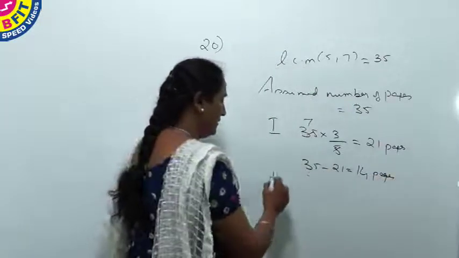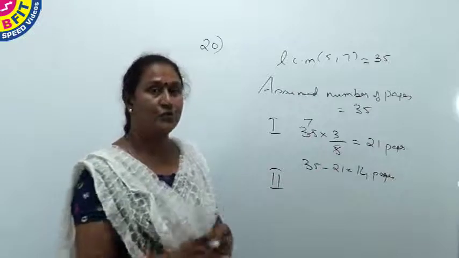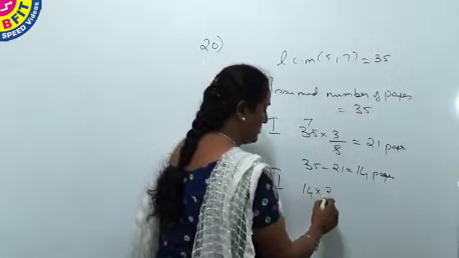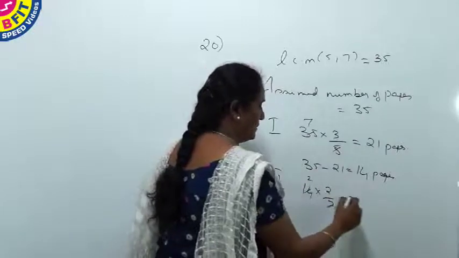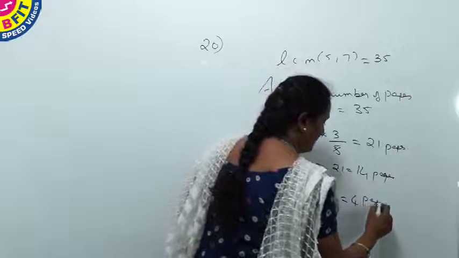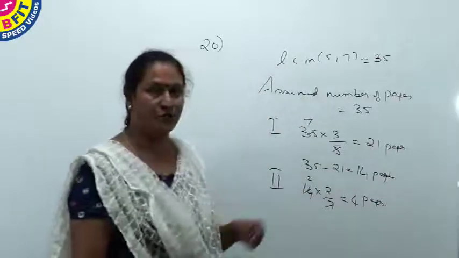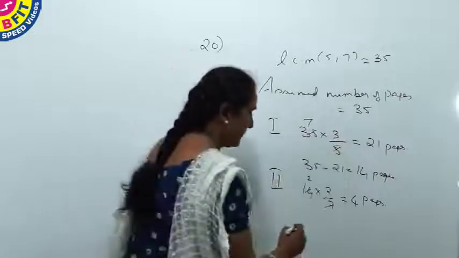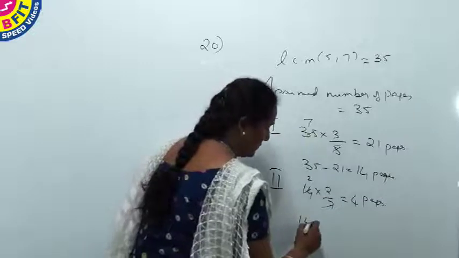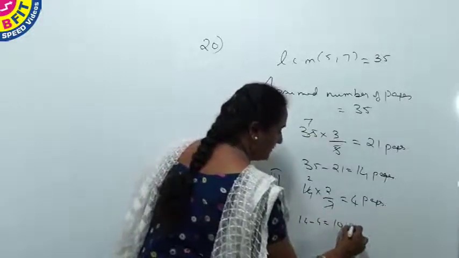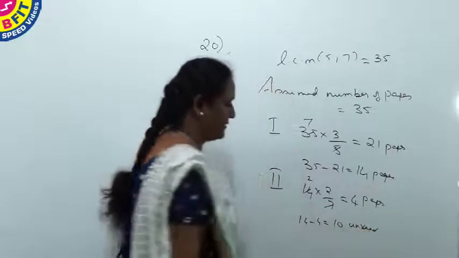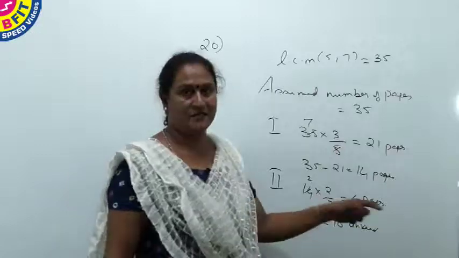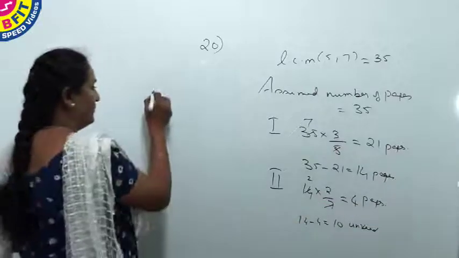Now in this 14, on the second day, she reads 2 by 7 of the pages. So the remaining is 14, and 2 by 7 of it is 4. So on the second day she has read 4 pages. So when we assume 35, the unread pages will be, in this 14, you subtract 4, so 10 unread pages. So if you assume the number of pages as 35, 10 pages are unread.